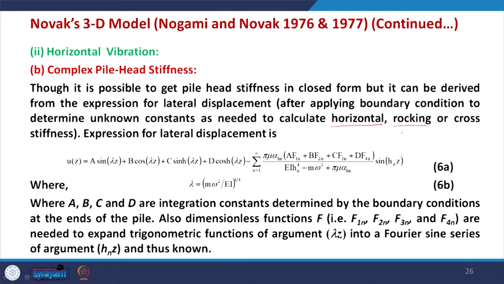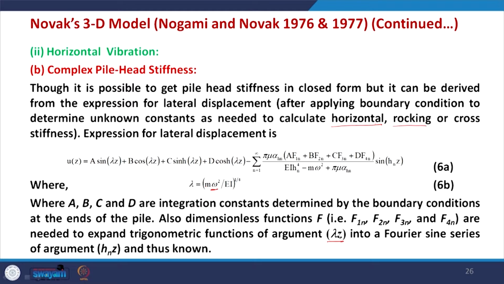The expression for lateral displacement is given by 6a, where lambda is given by 6b. In equation 6a, a, b, c and d are integration constants which can be determined using the boundary conditions, while f1n, f2n, f3n and f4n are dimensionless functions with argument lambda z, where lambda basically represents your frequency. As omega varies, lambda will vary, and into a Fourier sine series of argument h and z, and thus known.